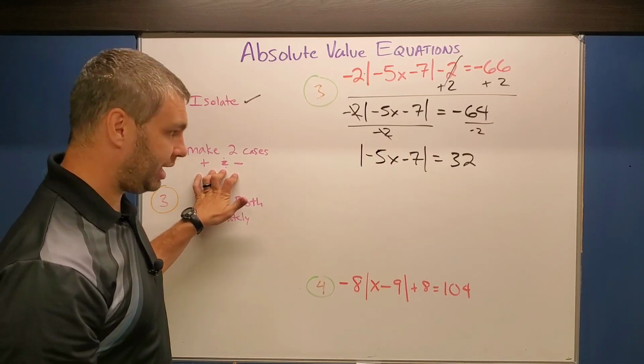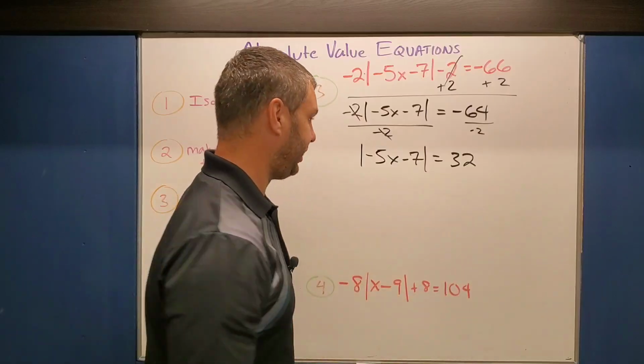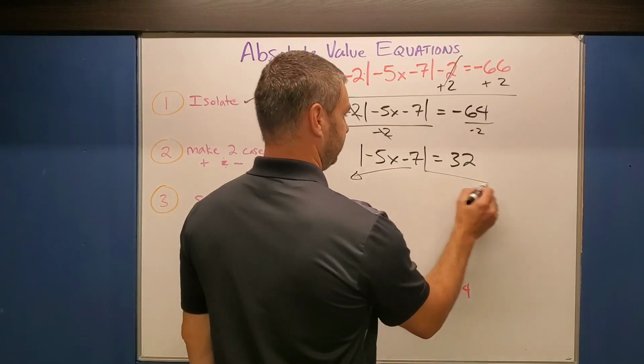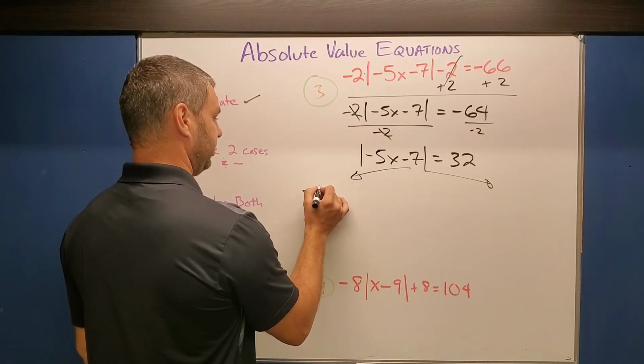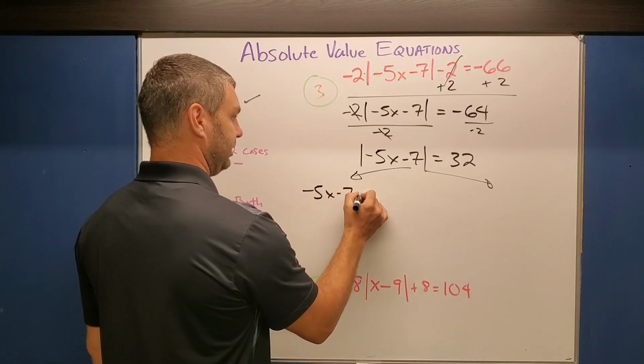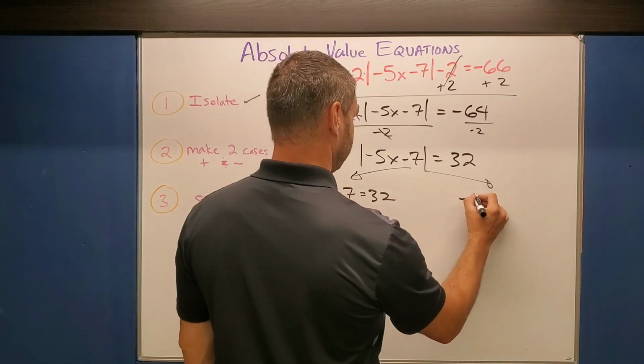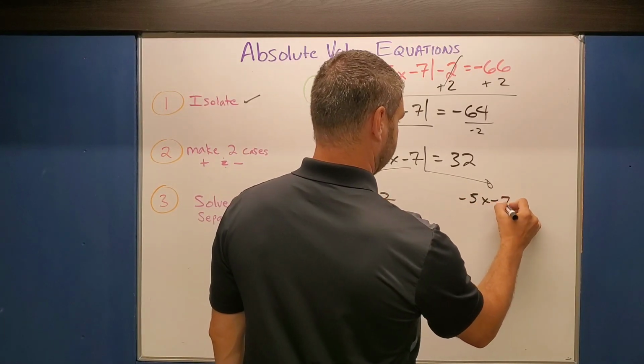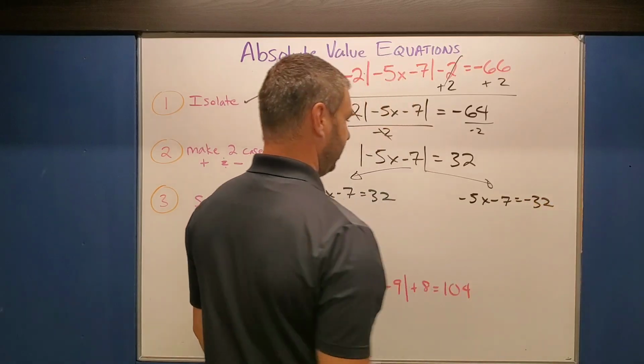Next, I'm going to make my two cases, both a positive and a negative case. I like to draw arrows. You don't necessarily have to. We have negative 5x minus 7 equals 32, and negative 5x minus 7 equals negative 32. What you do have to do, though, is drop your absolute value bars.